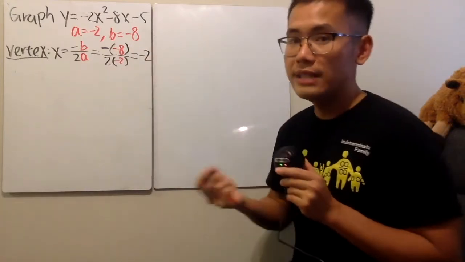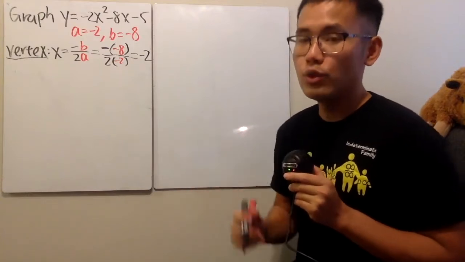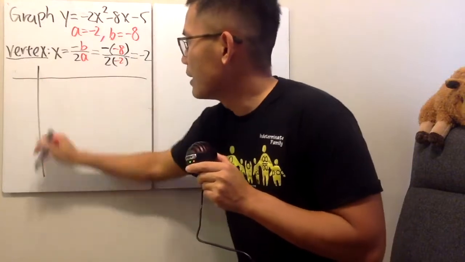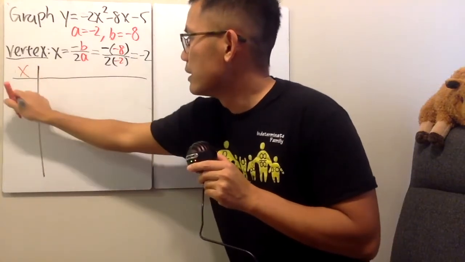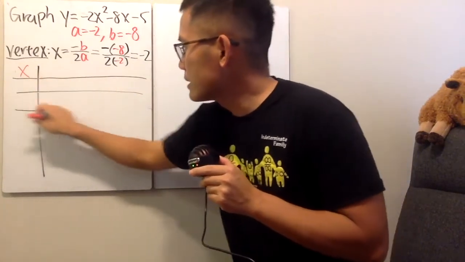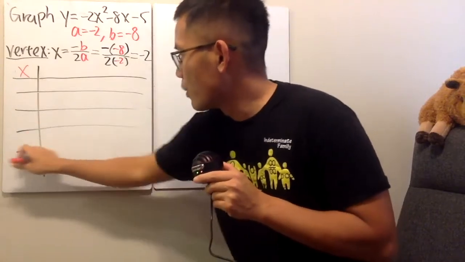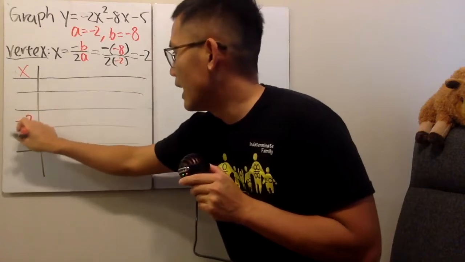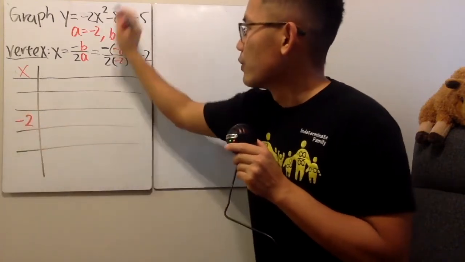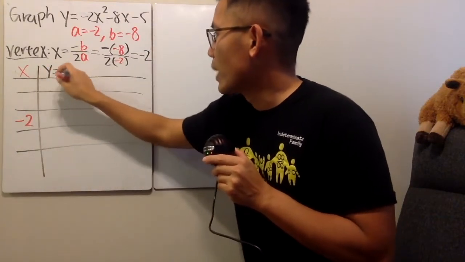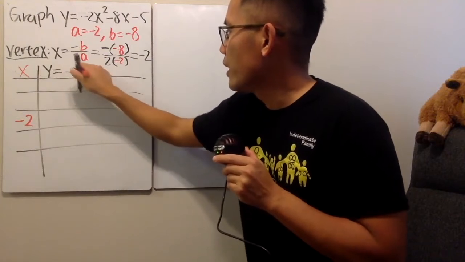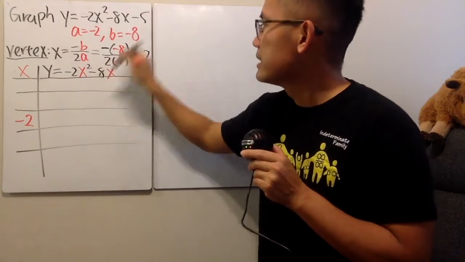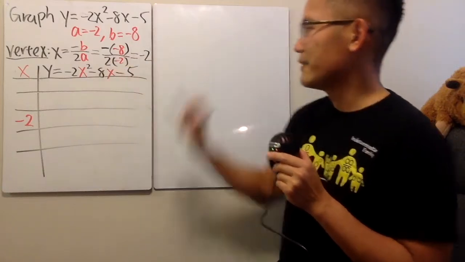So this right here is the x value that we have to use right in the middle of our table. Right here, let me go ahead and put down, here are the x values. And again, we will have 5 points. 3, 4, 5. This goes in the middle. Here we have negative 2. And then for the y values, we are just going to put down the y equation. This is negative 2x squared minus 8x and then minus 5.